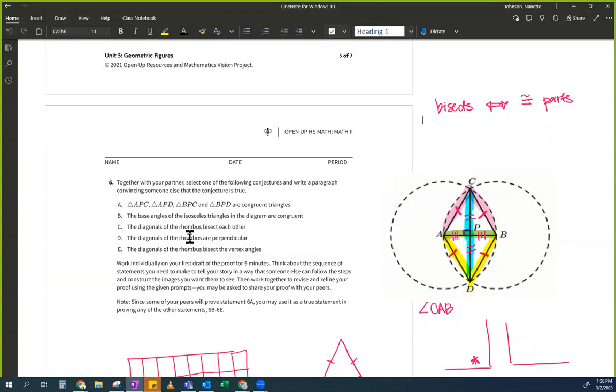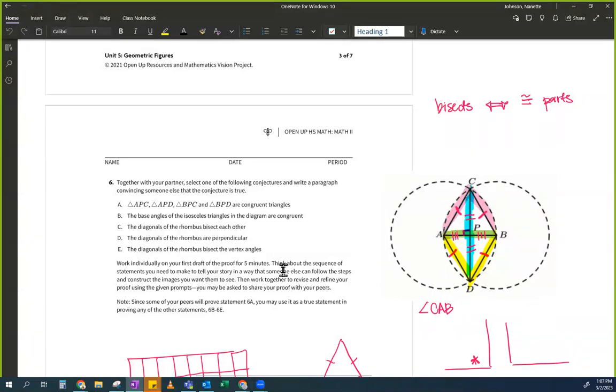Yes, because they reflect on each other. I could fold them. Perfect. The other way up here. Miss Johnson, you already said that those triangles are congruent. So that would mean that this section is congruent to this because those triangles are congruent. Exactly. There's a lot of reasons that you can go here.